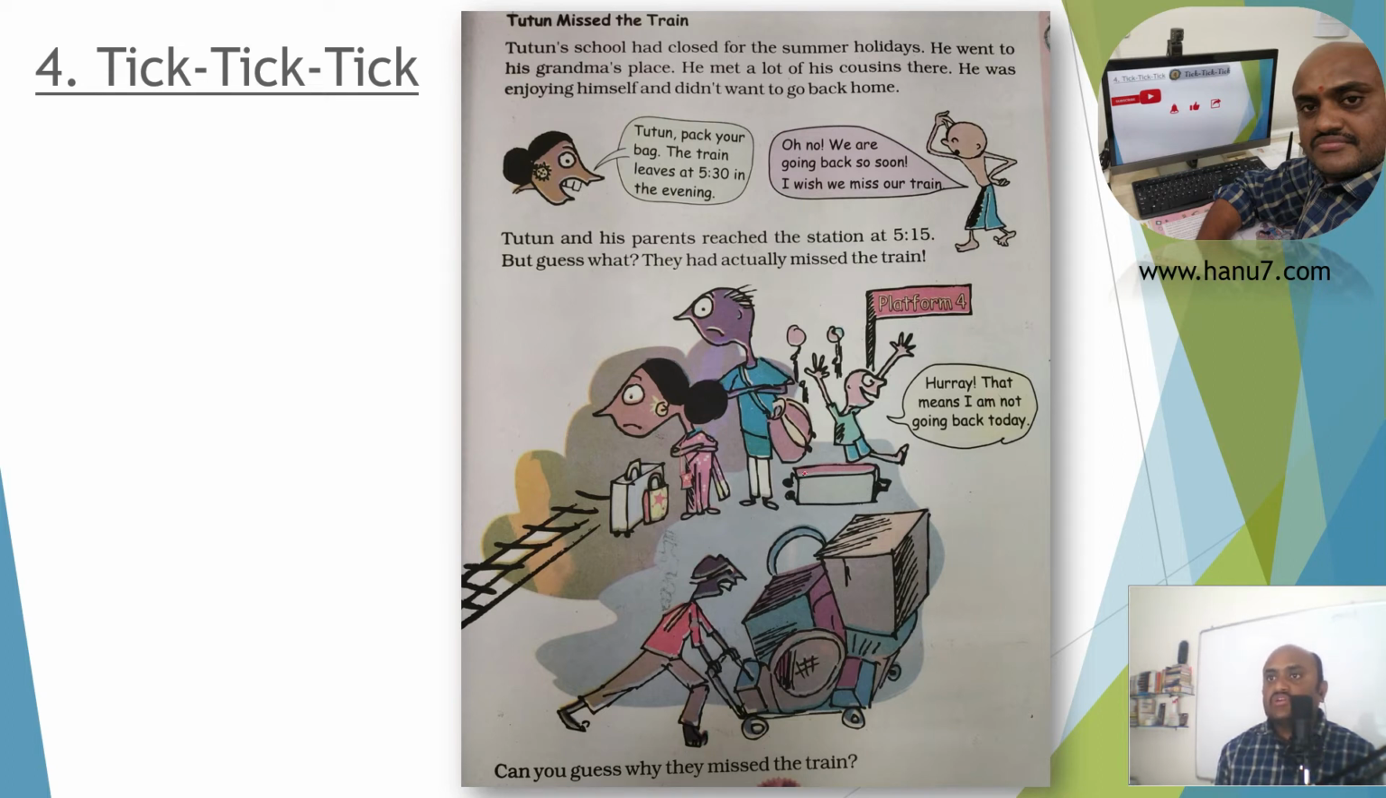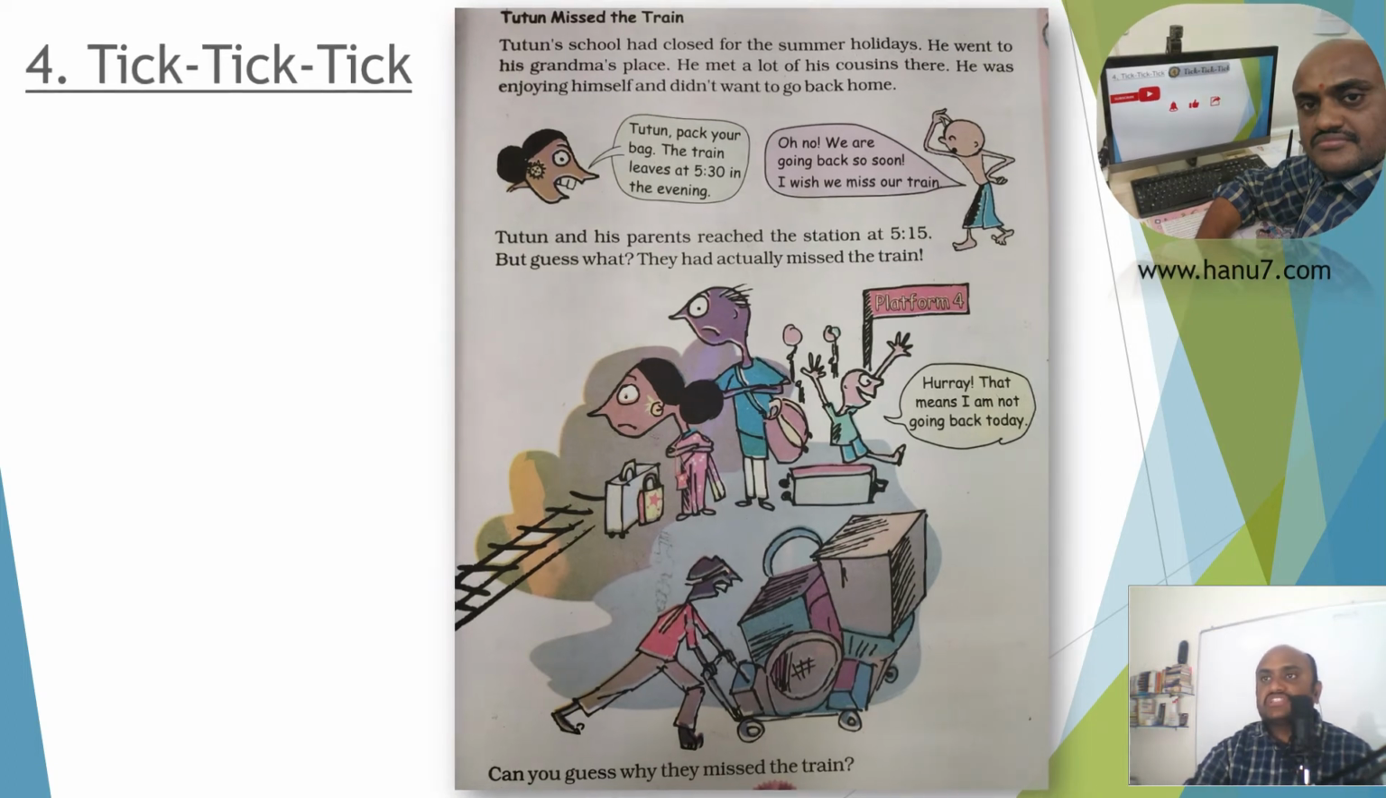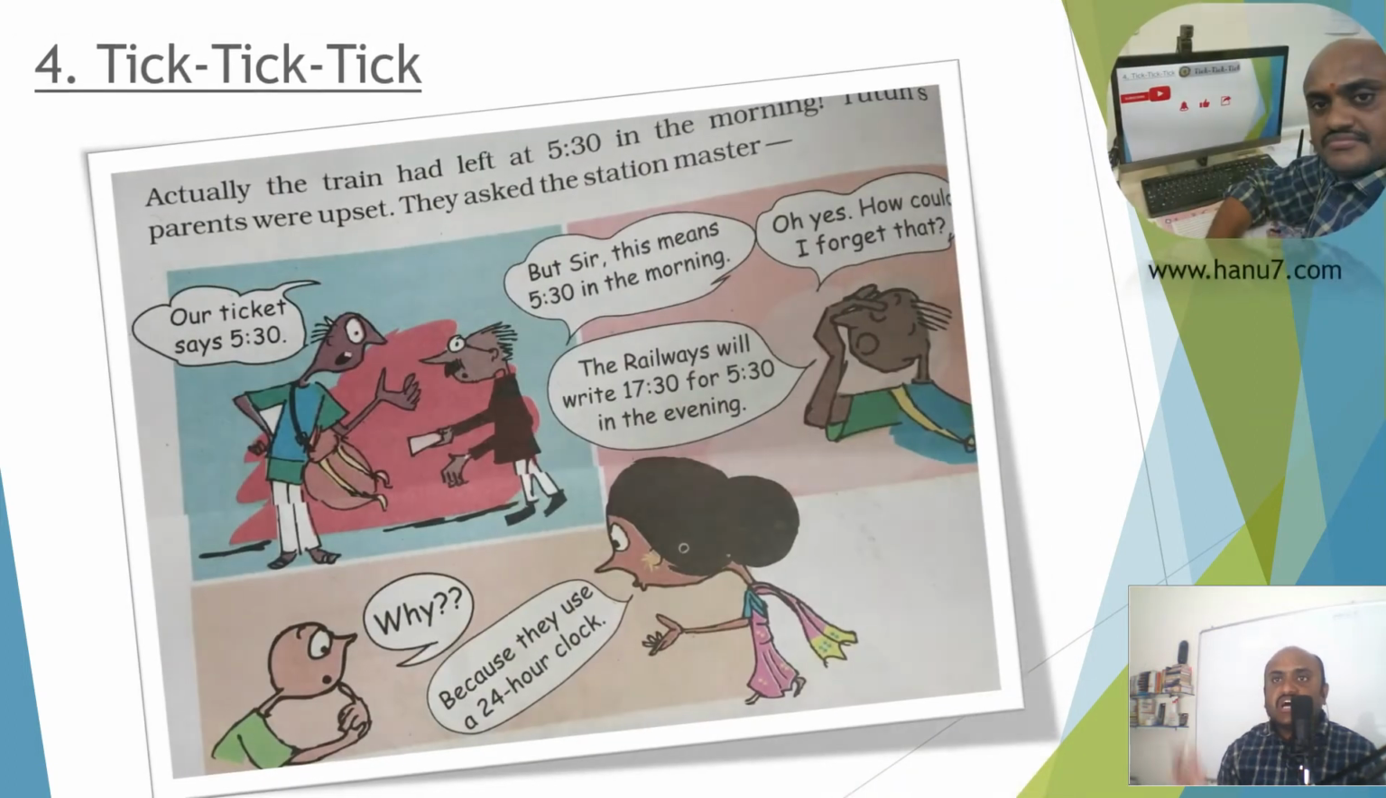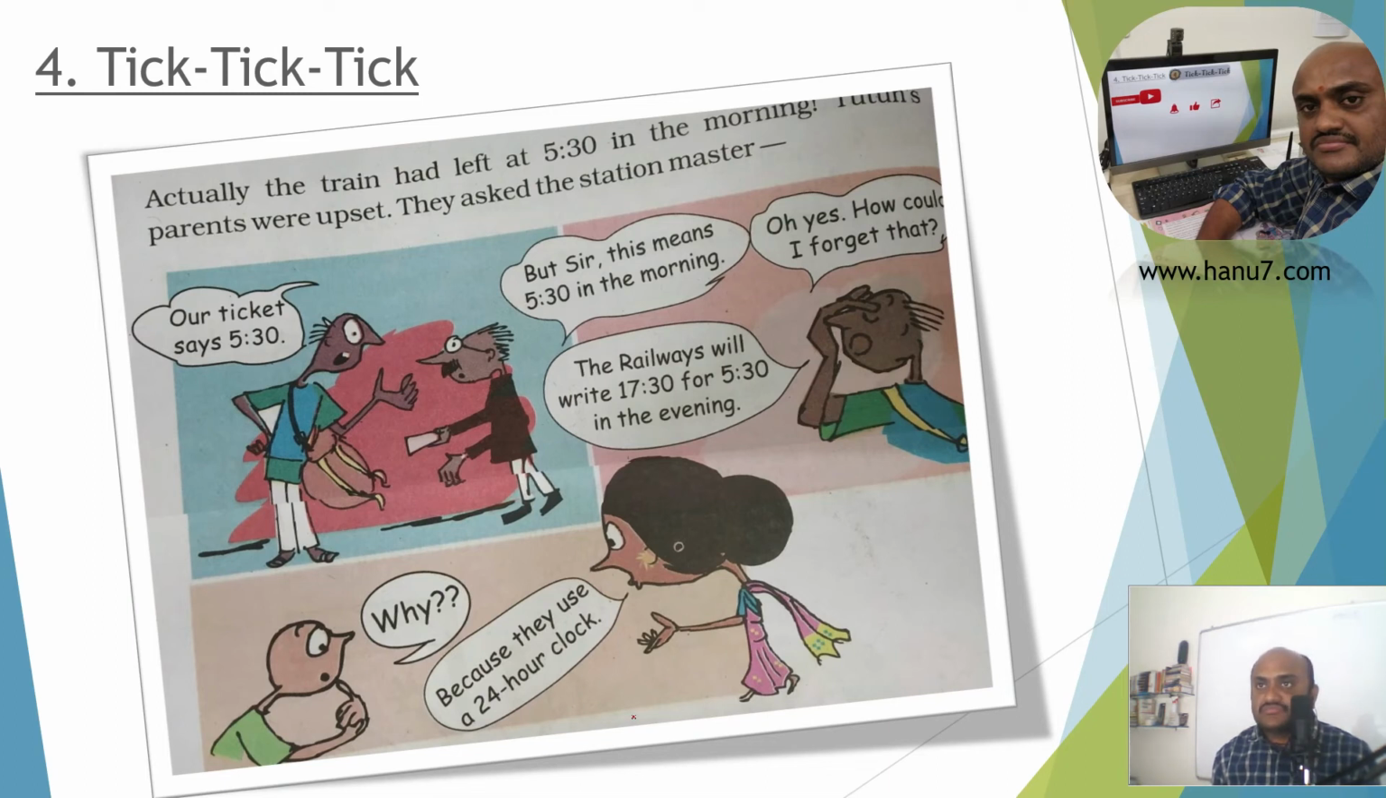But guess what? They had actually missed the train. They are on the right platform, they are at the right time, but they miss the train. You can see Tutun is saying hurray, hooray. That means I am not going back today. Can you guess why they missed the train? Even though they are on the right platform, even though they are at the right time, why have they missed the train? So out of curiosity, his father went and asked the station master.